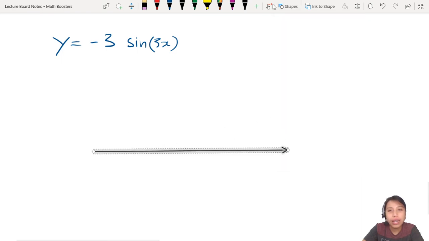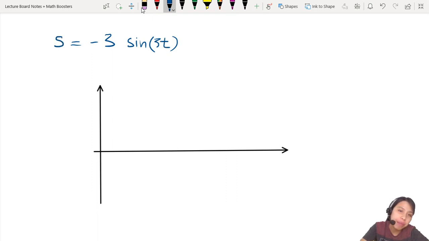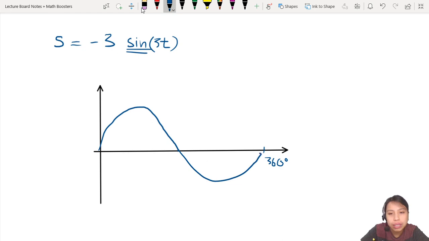Okay, so if we have this x-axis, y-axis, and just for fun, I'm going to switch up the variables a bit. Let's say instead of y and x, I change to displacement and time. Then how to draw? Don't panic, it's the same thing. So the first step is you label where your 360 full cycle is. You draw the normal sine graph first. How does the shape look? Something like this. Okay, this is your normal sine graph.